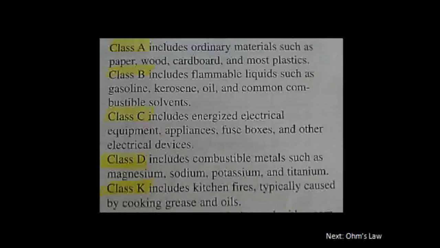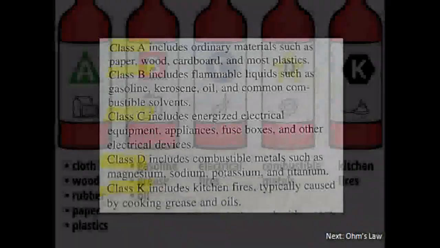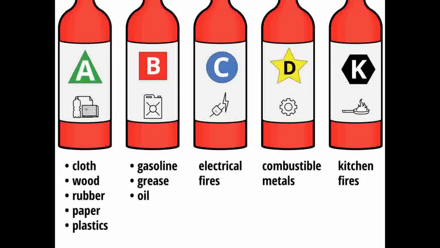Fire extinguishers are divided into the following 5 classes. Class A includes ordinary materials such as paper, wood, cardboard, and most plastics. Class B includes flammable liquids such as gasoline, kerosene, oil, and common combustible solvents. Class C includes energized electrical equipment, appliances, fuse boxes, and other electrical devices. Class D includes combustible metals such as magnesium, sodium, potassium, and titanium. Class K includes kitchen fires, typically caused by cooking, grease, and oils.